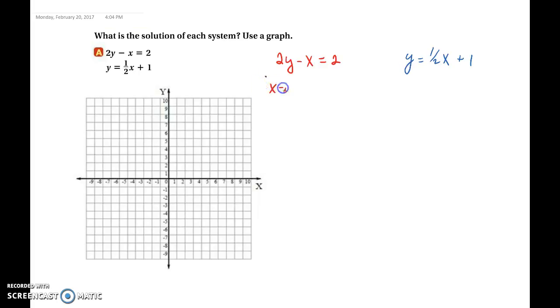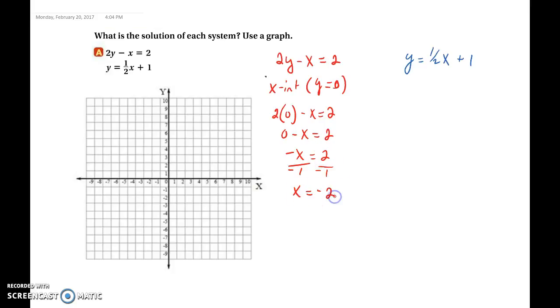So if I want to solve for my x-intercept, I set y equal to 0. That means 2 times 0 minus x is equal to 2. 0 minus x is equal to 2. Negative x is equal to 2. Divide each side by -1, so x is then equal to -2. So I have the point -2, 0, and I can plot that point.